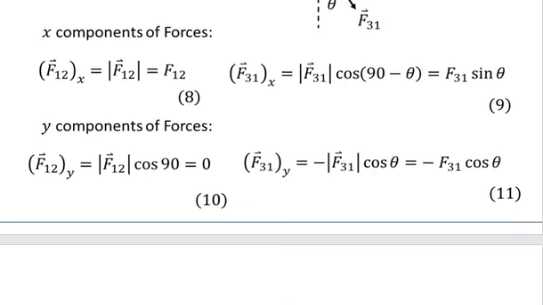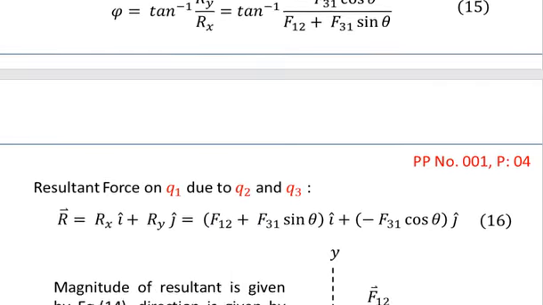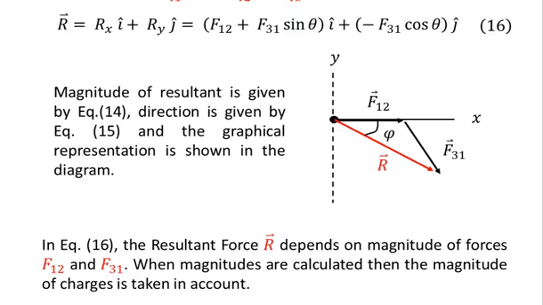So if theta is also determined, you can put the value of theta in the arguments of cos and also in the arguments of sine in equation number 16, and you can also plug in the values of F12 and F31, and then you can find out the resultant vector given by equation number 16, and this will act as the resultant force on charge Q1.